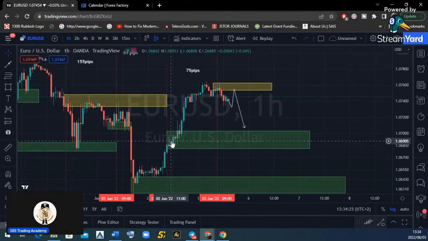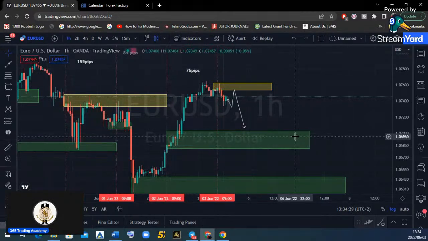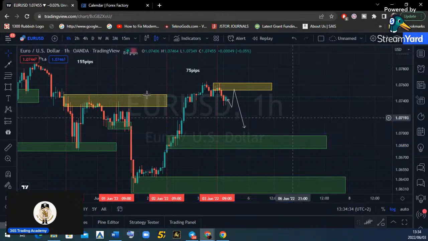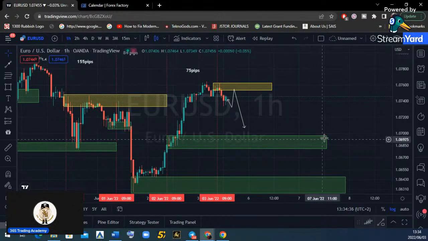I mean, look at this. Order block 365, bullish engulfing, bullish engulfing. I mean, what's going on? And the lowest of them order blocks would look something like this. All right, but just in case, I'm going to draw the whole thing.